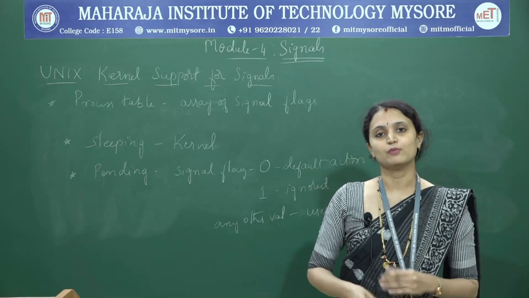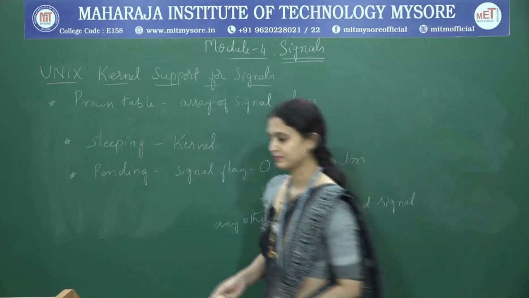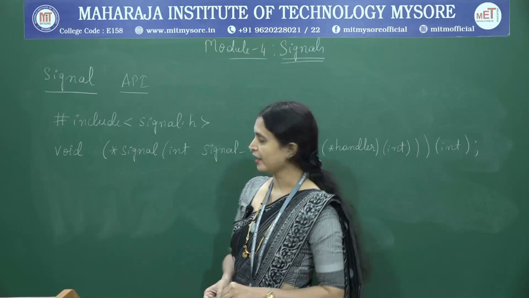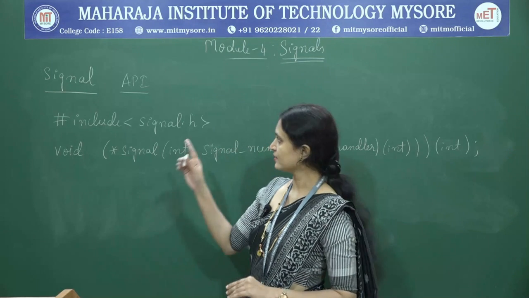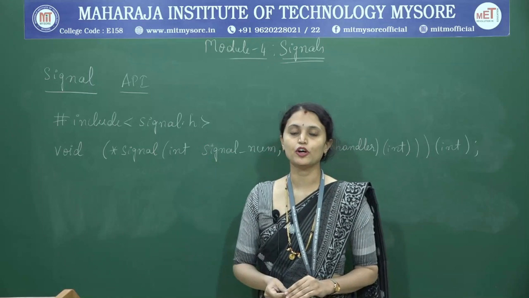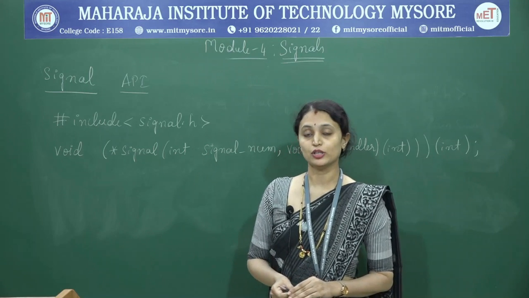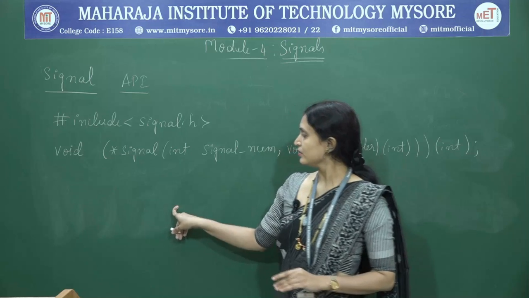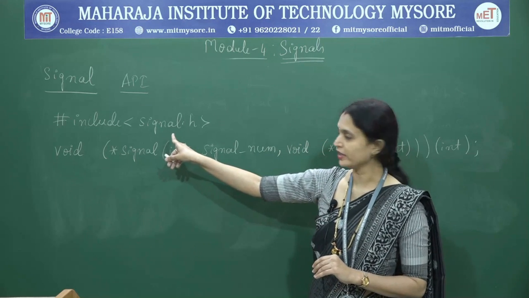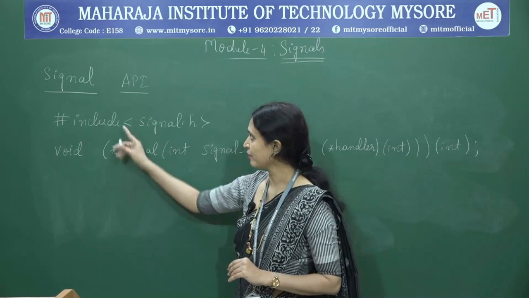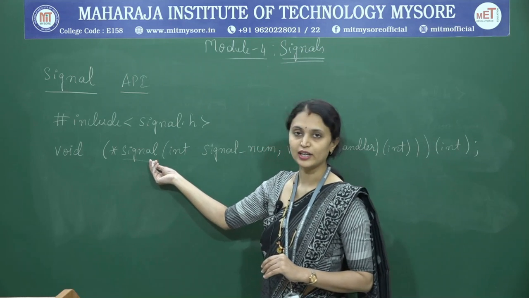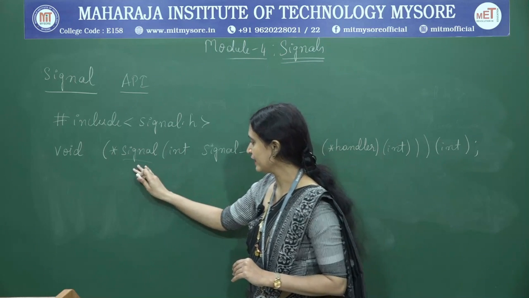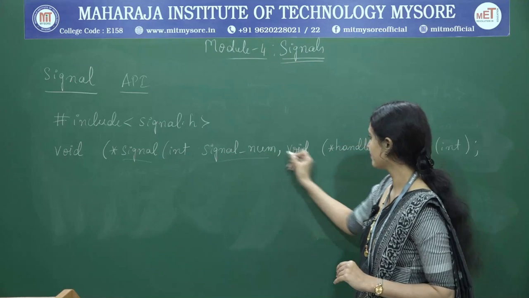Okay. So now let us move on to the next concept. The next topic is the signal API. This signal API is used for handling signals. The prototype is like this. The header file is signal.h and the name of the API is signal. Here it takes two arguments.